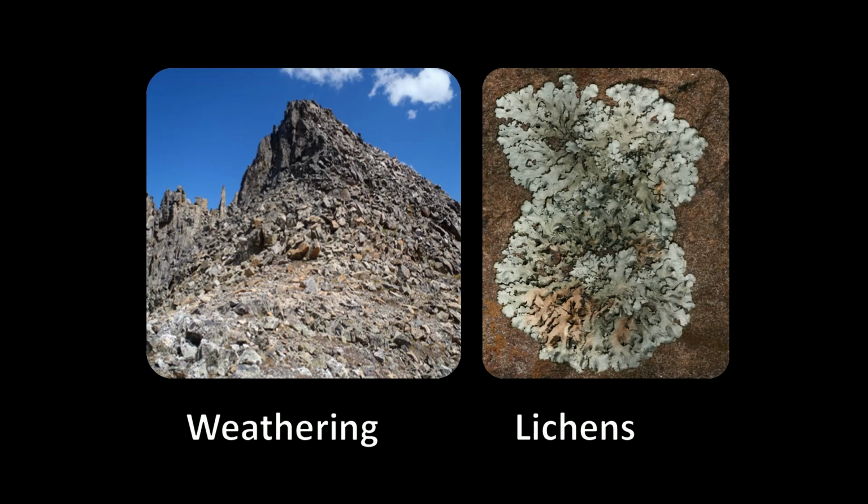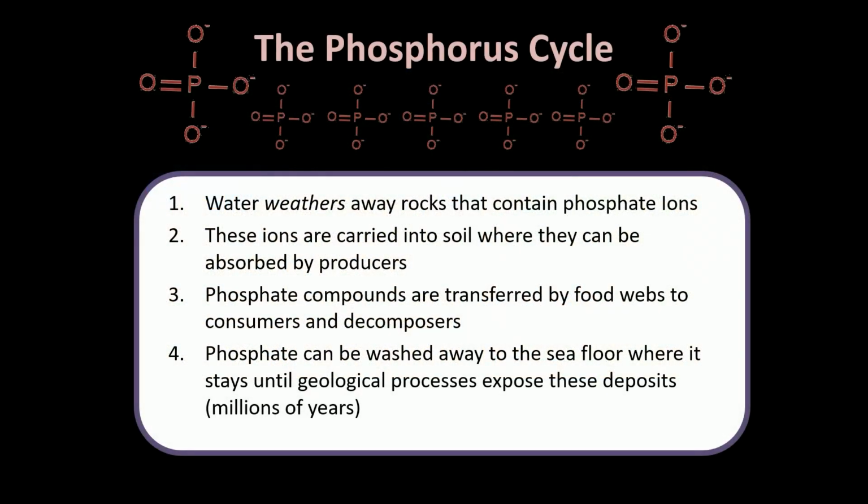On the following slide, we have the steps of the phosphorus cycle. So here's the steps that you want to know. And on the top, I have all these phosphate ions. This is what phosphate ions actually look like. Number 1, water weathers away rocks that contain phosphate ions. So rain falls on mountaintops, and the phosphate ions in those rocks are unlocked, and they are carried through the water downhill into floodplains below.